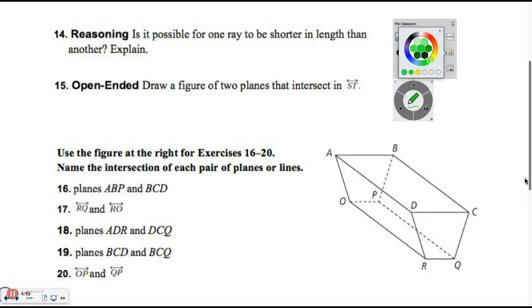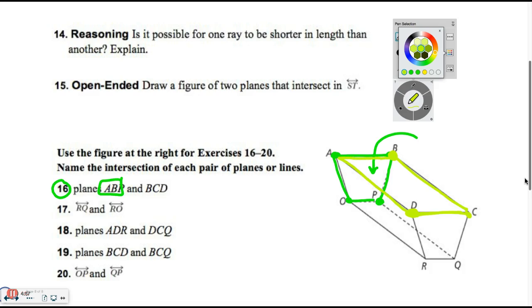So it says name the intersection. Plane A, P, B. So you're going to go from A to P, to B to P. Notice I'm being locked on that back wall. The only other point back there is O. So it says in the figure at the right, name the intersections of those planes. So that's the back wall in green. And then I have to go from B to C to D. Now the only other point up here on the ceiling is over here.